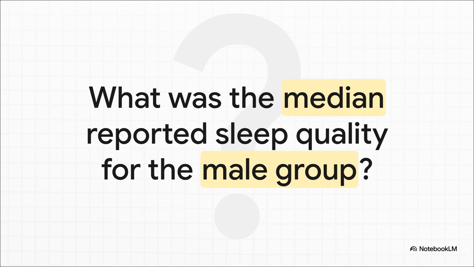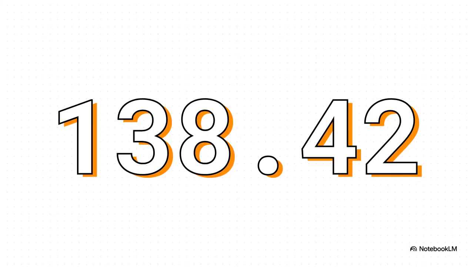So we know there's a difference, but what does that actually look like? The test gives us the median, that's the middle value for each group. So any guesses what it was for the men in the study? There it is, 138.42. You can think of this number as the group's center of gravity. It tells us that half the men in the study reported sleep quality above this number, and the other half fell below it. By comparing this to the women's median, the researchers could really nail down the direction and the size of the difference they'd found.